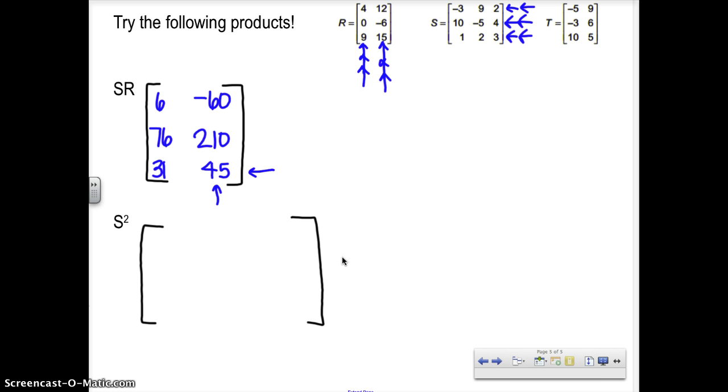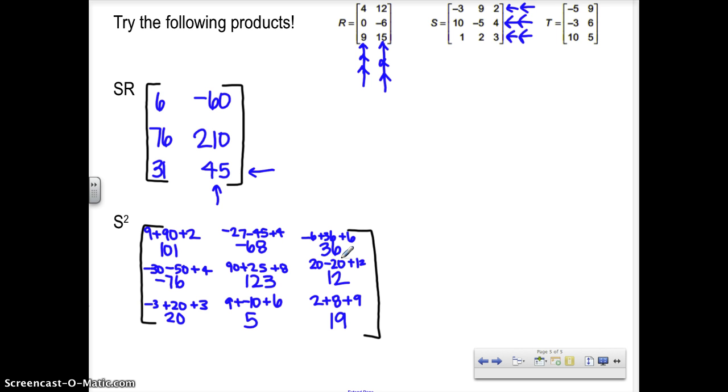Okay? So, hopefully you're able to get all those numbers. If you didn't totally get it, go back and look at every single one of your calculations. We kind of went through them quickly, but go back and check. Okay? Let's also check S squared. S times itself. Here we go.